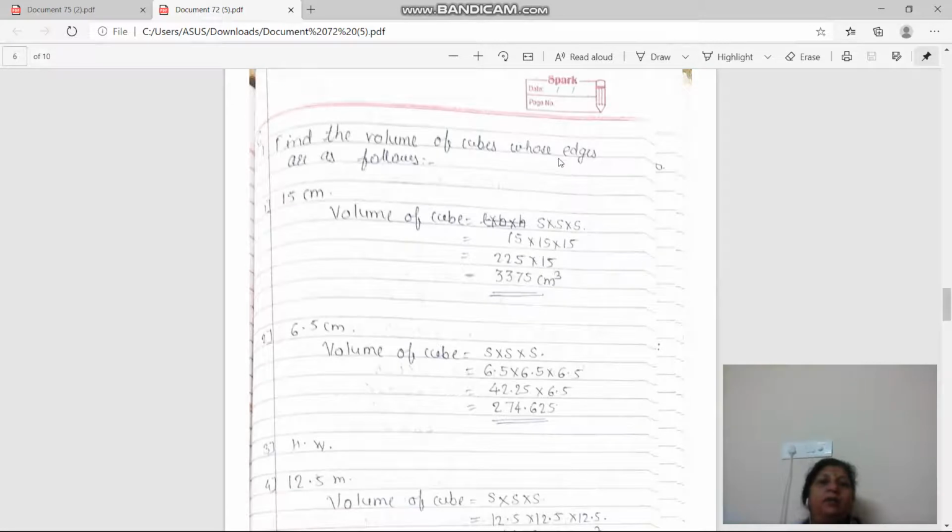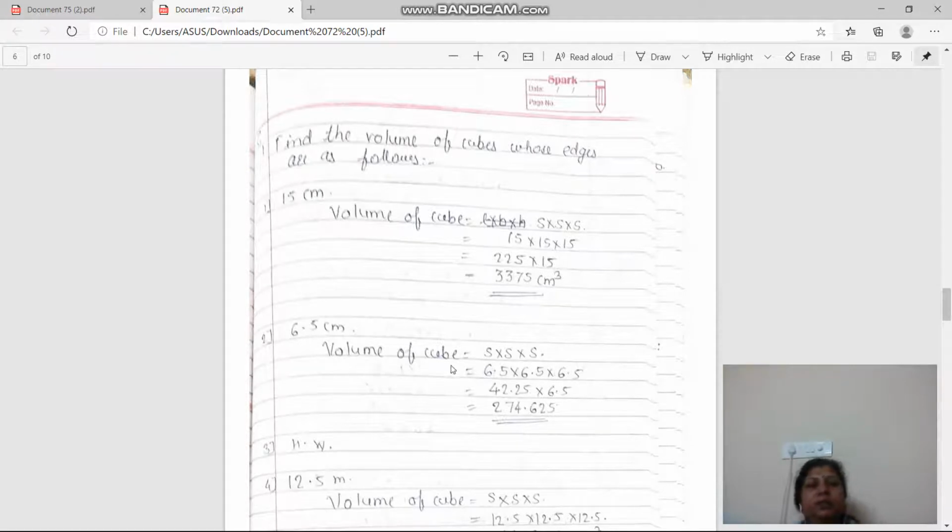Find the volume of a cube whose edge is 15 centimeter. Volume of cube is equal to side into side into side, that is 15 into 15 into 15. It is 225 multiplied by 15, that is 3375 centimeter cube.